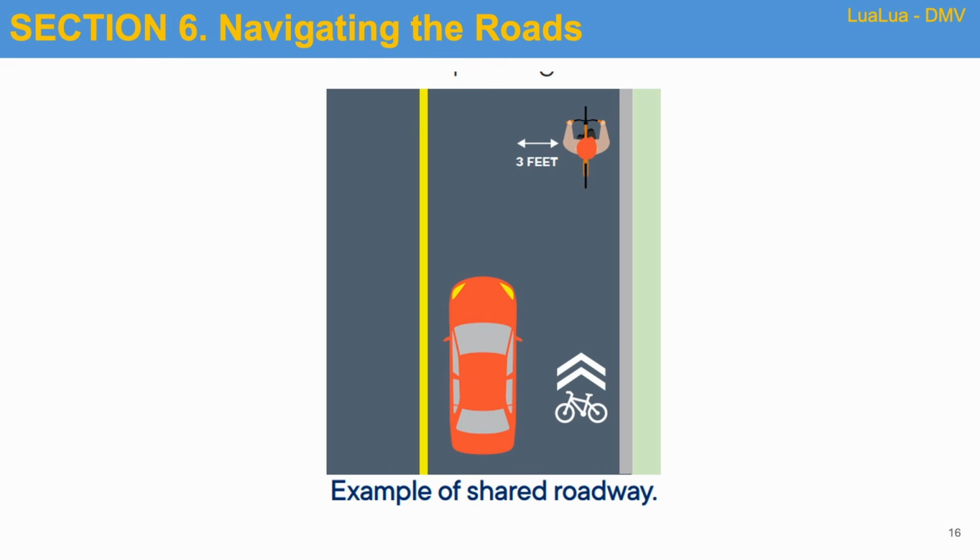There are multiple types of bike lanes and markings. Bike lane. Established along streets adjacent to vehicle traffic.